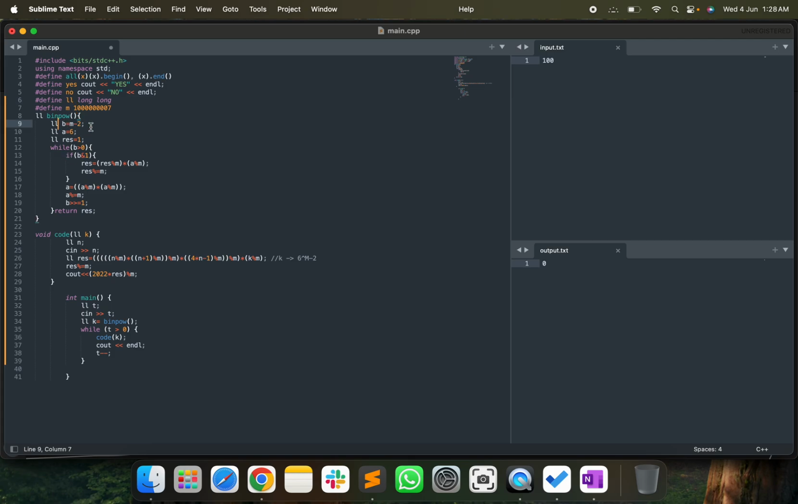Here it's just the binary exponentiation formula we have used to find the power of a raised to power m minus 2. We have also used modulus here because these powers can overflow in int, which is why you should use long long. I use ll as long long, so just check that. Now this will give you the answer.